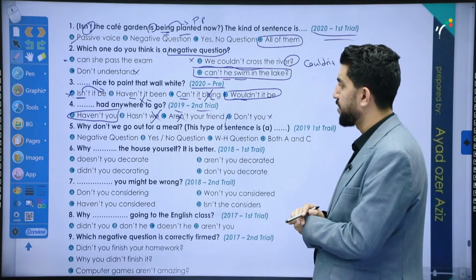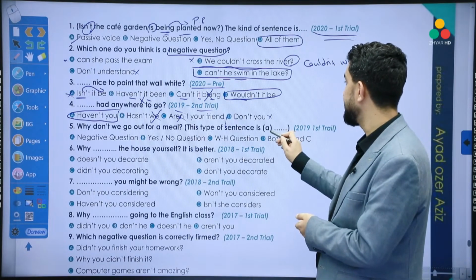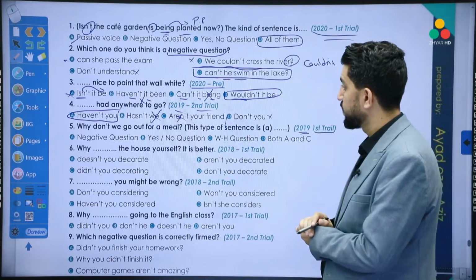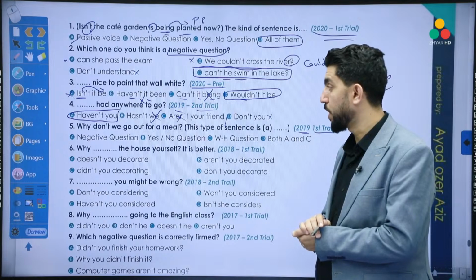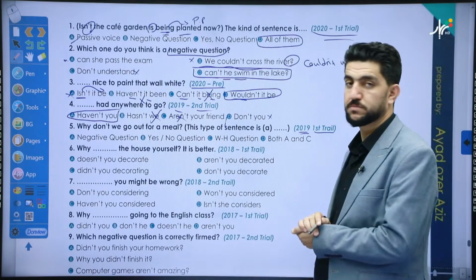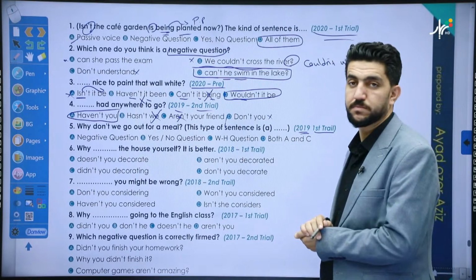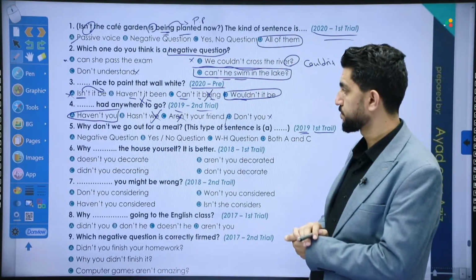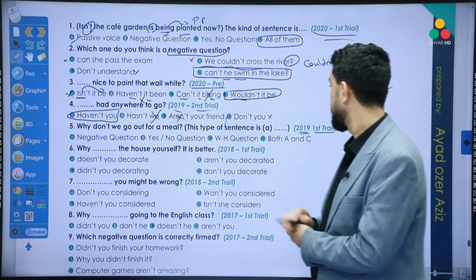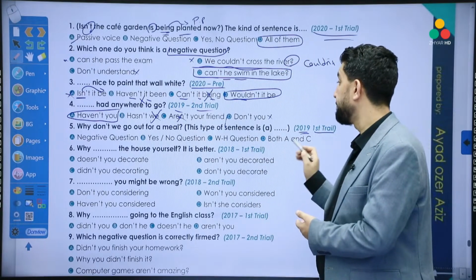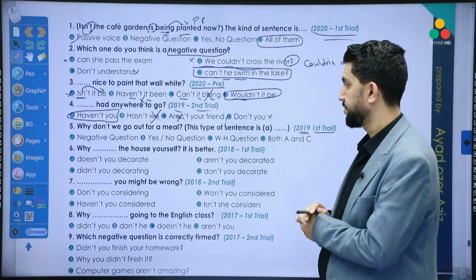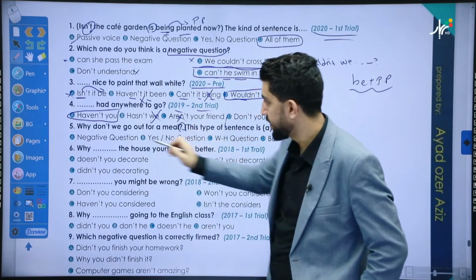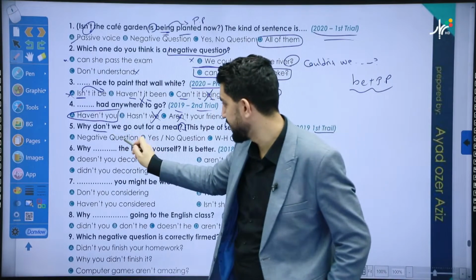Why don't we go out for a meal? This type of sentence is a what? What is it? Why don't we go out for a meal? Okay, is it a negative question? Is it a yes/no question? Is it a WH question or both A and C? Take a look. Is it a negative question? Look at here. We have a negative here and it started with a question word. That means it is a negative question.